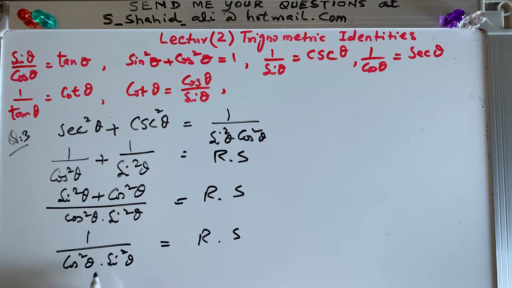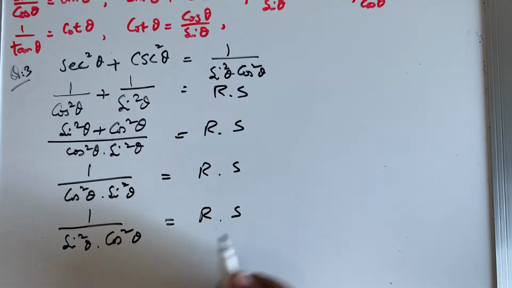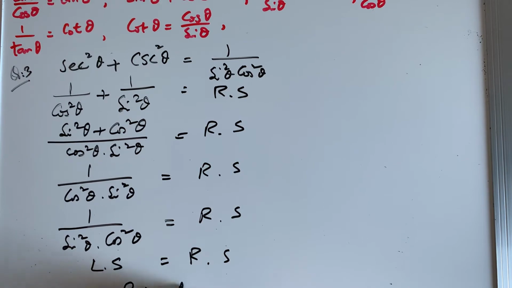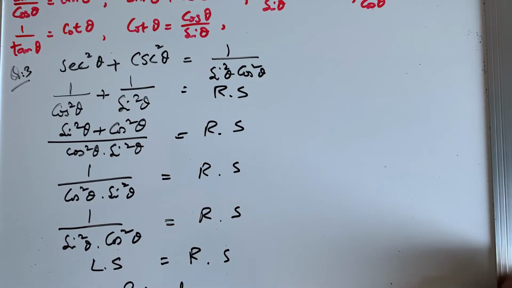Right? So multiplication is commutative. You can write it like this or you can write it like this. You know that from the previous grades, right? 2 times 3 is 6 and 3 times 2 is also 6. So it doesn't matter which way you write. So my left hand side is equal to right hand side, and we proved it by trigonometric identities.